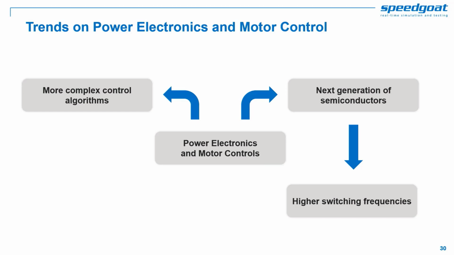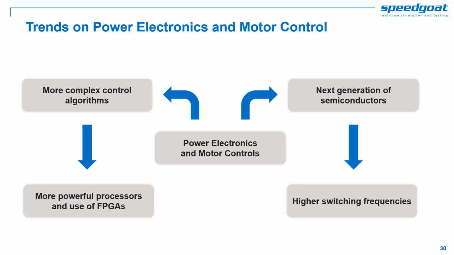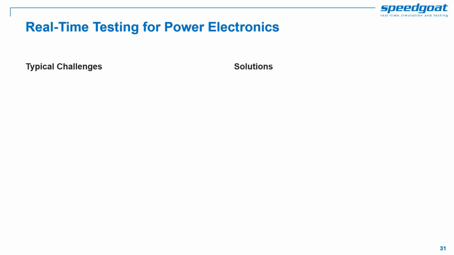Another driving factor comes from control algorithms. Complex control algorithms like command filter or model predictive control may work very well in simulation, but testing them with your hardware may lead to delays, as you typically must deal with fixed point implementations, data word size, or limited processing capacity. Therefore, there is a drive towards larger processing capacity and flexible control platforms. Let's see how real-time testing can help to manage these typical challenges.